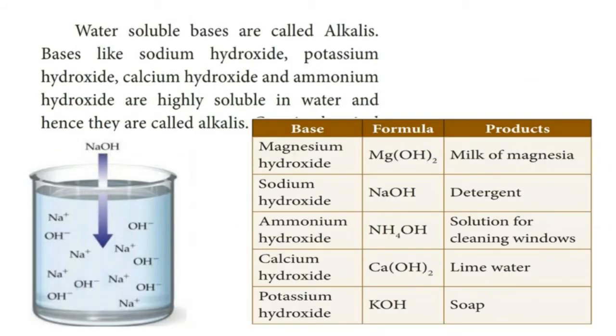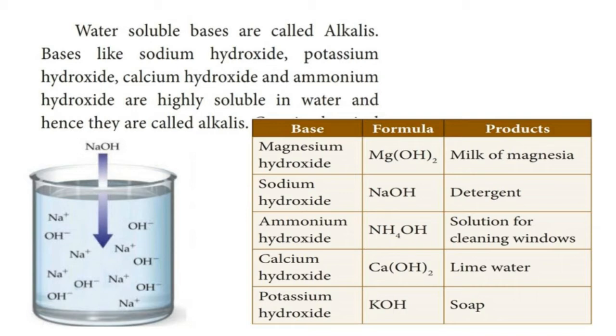Water-soluble bases are called alkalis. Bases like sodium hydroxide, potassium hydroxide, calcium hydroxide, and ammonium hydroxide are highly soluble in water, and hence they are called alkalis. Certain chemical substances which do not release hydroxide ion when dissolved in water also behave as bases. Example, sodium carbonate, the formula is Na2CO3. Then sodium bicarbonate, NaHCO3. Calcium carbonate, CaCO3.